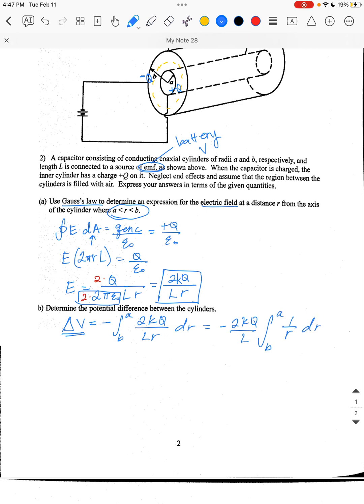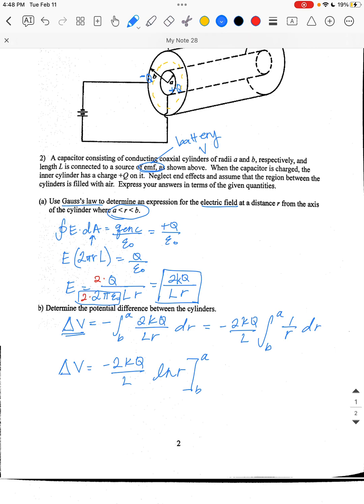Now, I mentioned in class that you would need to know how to integrate 1 over R, and it is on your equation sheet. You also should have learned it in calculus up to this point. You're now working on integrals, but the integral is, I'm going to write out my constant, the ln of R from B to A.